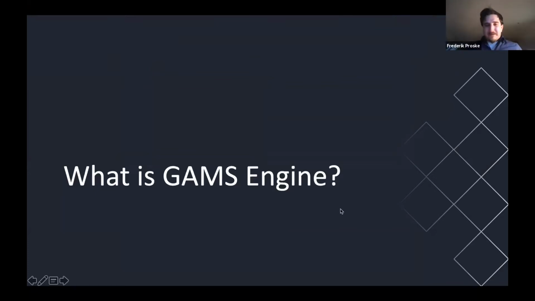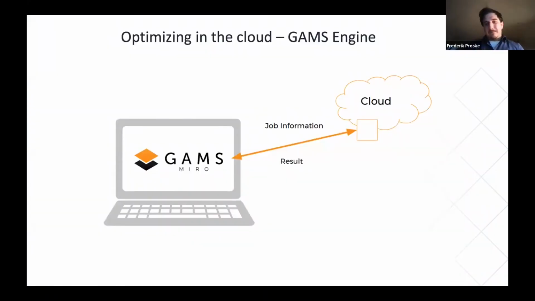So what is, well, I already said that it lets you do heavy computation in a centralized location. Now, cloud might be a little misleading on this slide here. It could be the server farm that Stefan mentioned, which is located in your basement. It could even be your local machine. What's important here is that GAMS Engine allows you to do the computation in a centralized place.